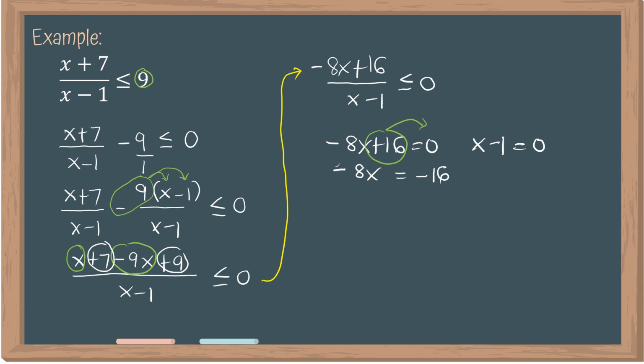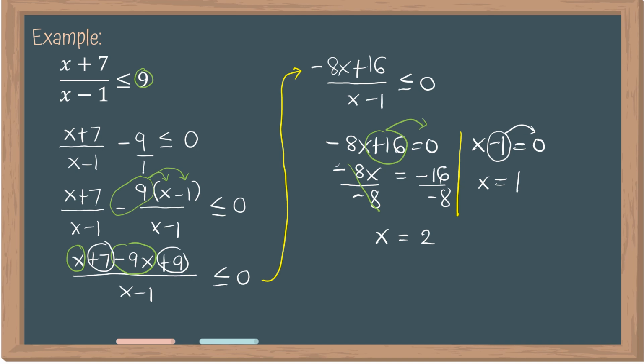Okay? So, let us have a division here. To solve for x, we're going to divide both sides by negative 8. Negative 8. So, this can be cancelled out. So, for the value of x, that will be equal to positive 2. And then, for the other value of x, we will be having x is equal to, so if we're going to have negative 1 to the other side, that will be positive 1. So, our critical values here are positive 2 and positive 1.